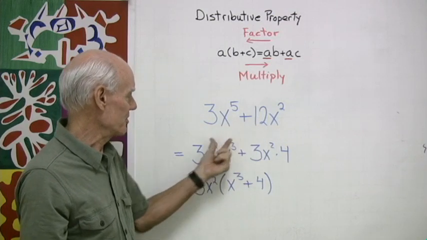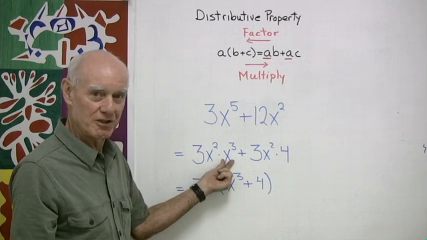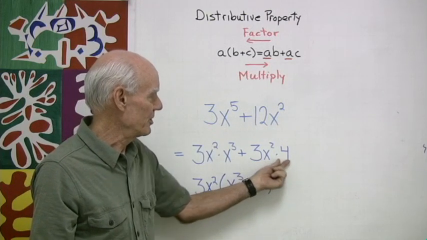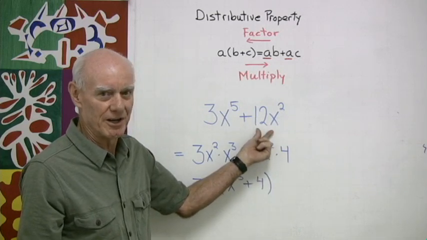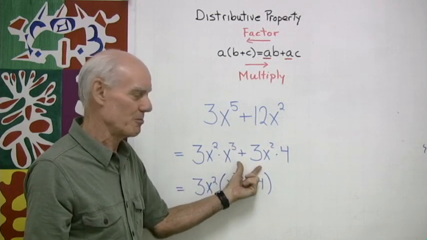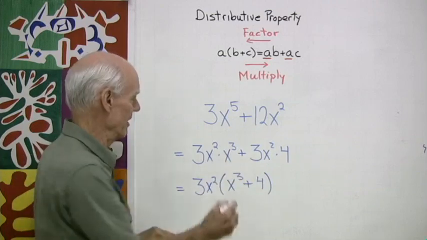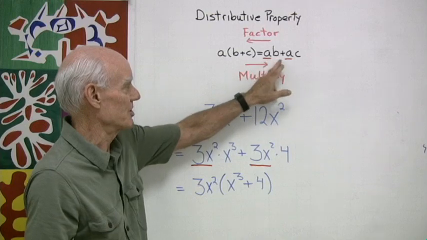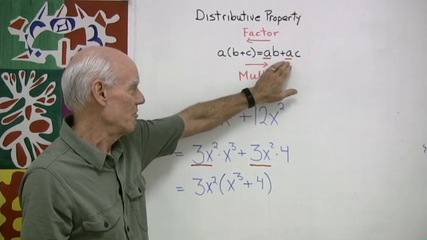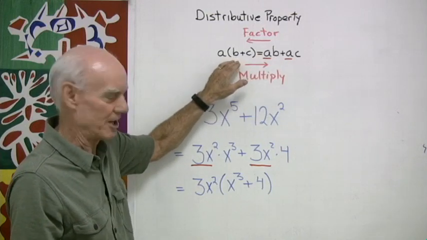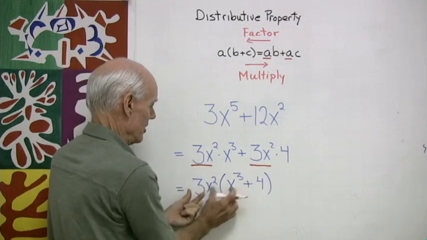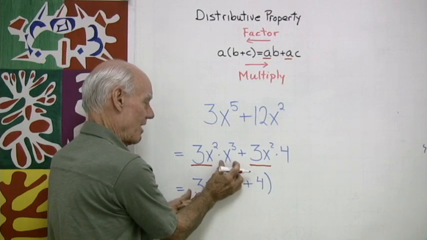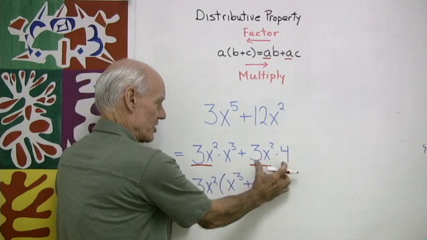So I rewrite this expression as 3x squared times x cubed. That's still just 3x to the fifth. And this 3x squared times 4, well, that's 12x squared. So I haven't changed this expression except in the form that I've written it in. But now look, this and this are exactly the same, just like up here. So what the distributive property tells me in this direction is I can take that expression, write it out in front, and put parentheses around what's left when I factor it from this expression and this expression.